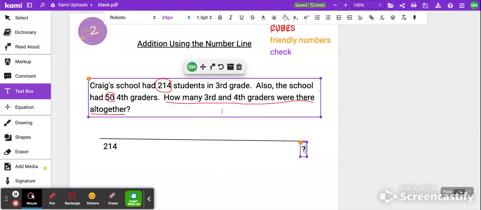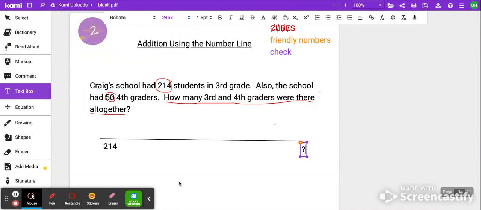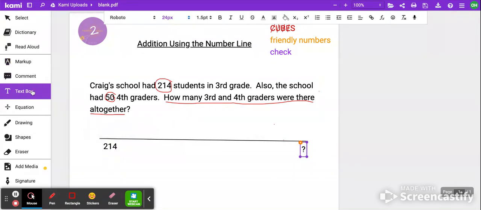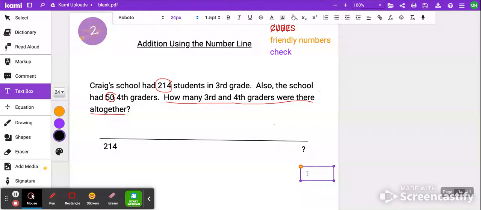Another piece of information that I do know is that the school also had 50 fourth graders. So since I want to know how many students were in both of those grades altogether, I can take 214 and add 50 to it and figure out what my answer is. The way that we're going to do that is to increase the numbers on the number line by first getting our friendly numbers. Friendly numbers are numbers that end in the number 5 and the number 0.